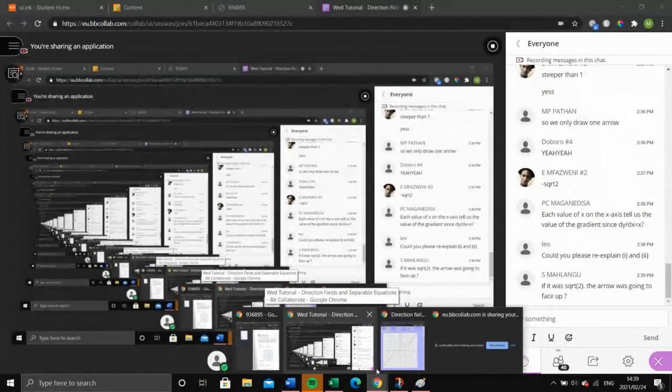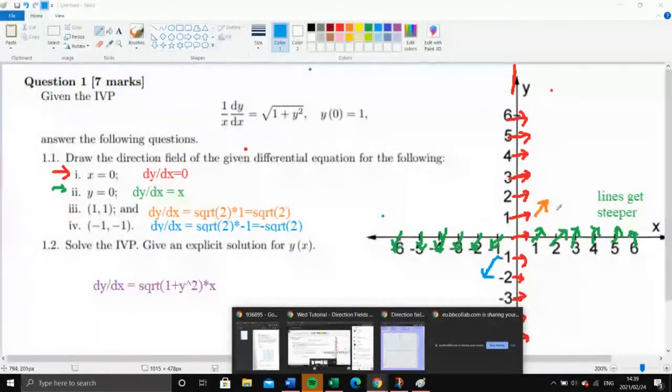Yes, if it was positive square root 2, the arrow would face upwards. So here in this case, it was positive square root 2, it faced upwards. If it was negative, it's negative square root 2, and it faces downwards this time. So back to x is equal to 0.